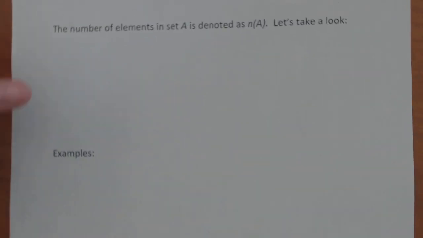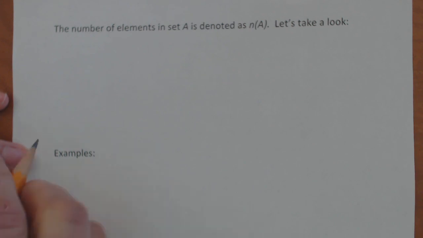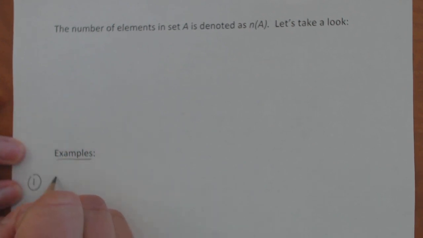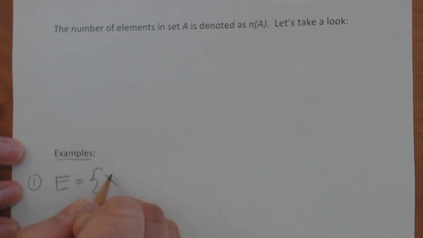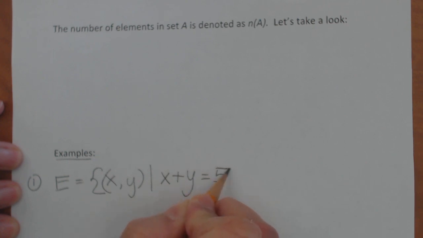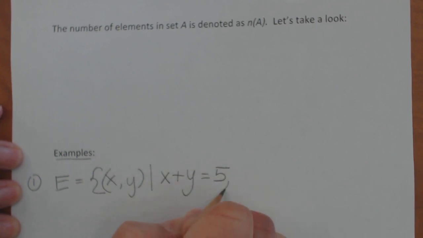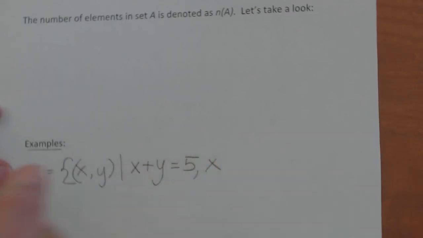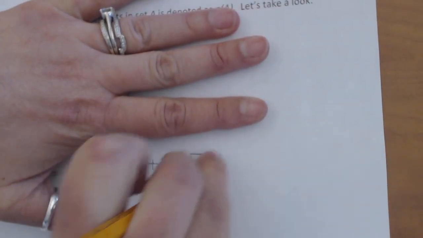You're going to see, I'm not writing here yet, I am going to do an example. So number one, let's do another example. So let's do E. And what I'm going to do is I'm going to look at a pair of numbers, and that's what this XY is, such that when you take the two numbers, you're going to add them up, and they're going to equal 5. Let's just leave it like that. I'm not going to go too far.